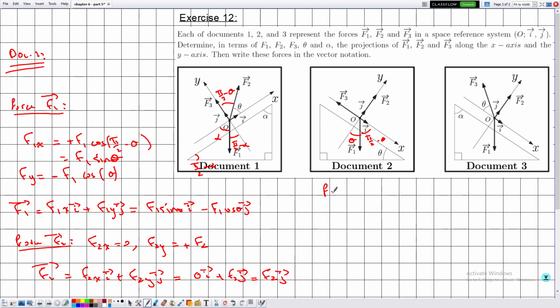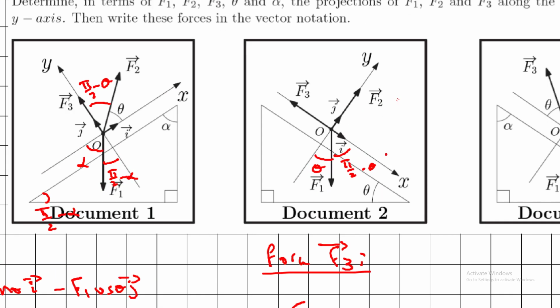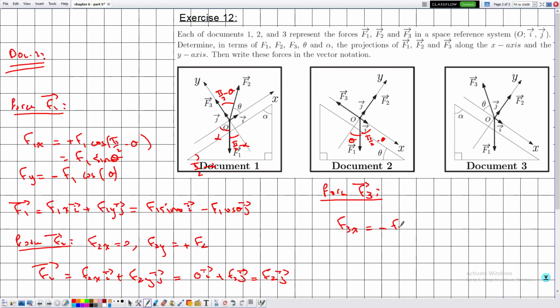Now as for the force F3, then F3x, notice that F3 is completely parallel to the x-axis in the negative direction, so it's minus F3. And F3y is equal to 0. Then the vector notation of F3 is equal to F3x i plus F3y j, which is equal to minus F3 i plus 0j, which is equal to minus F3 i.